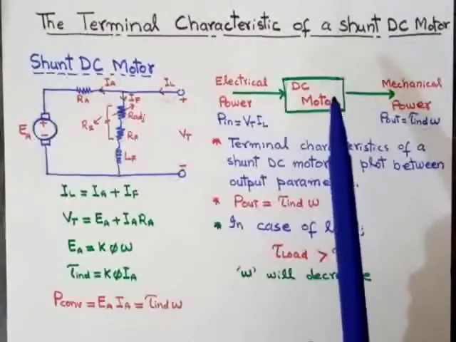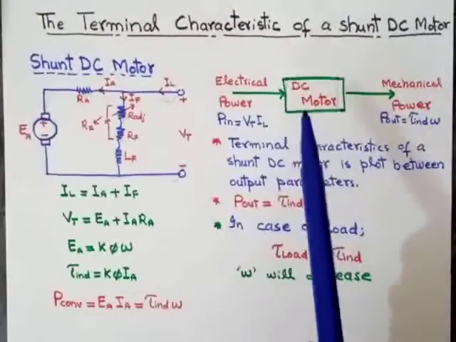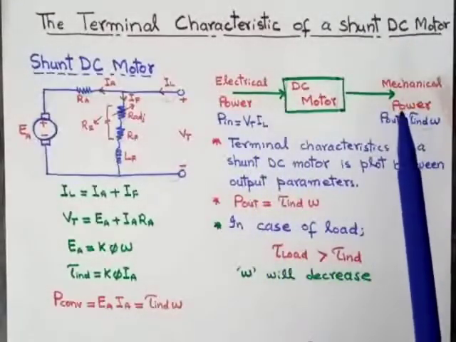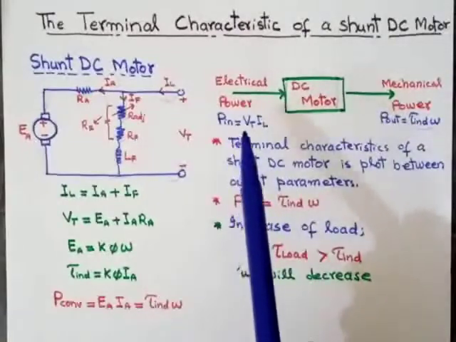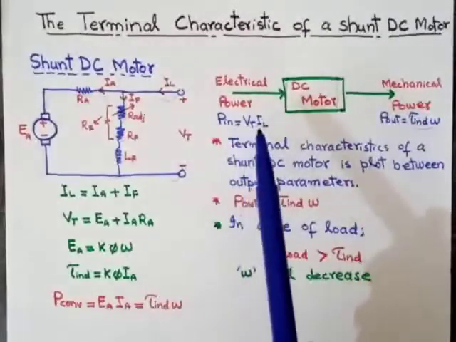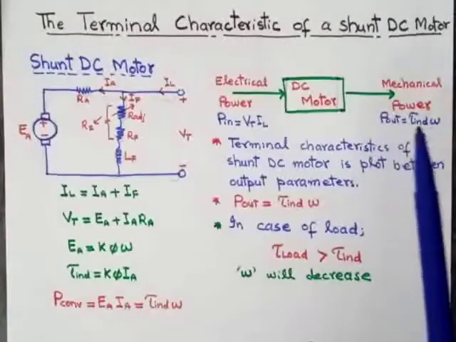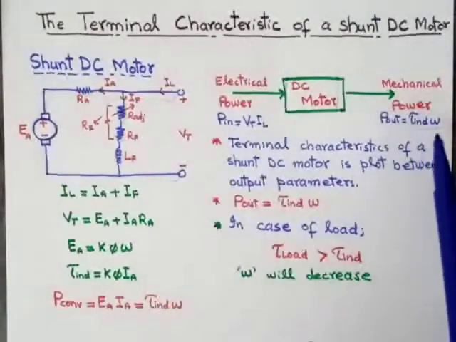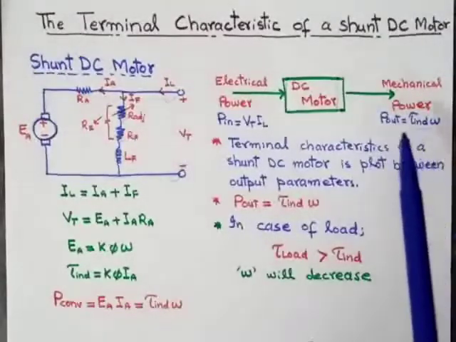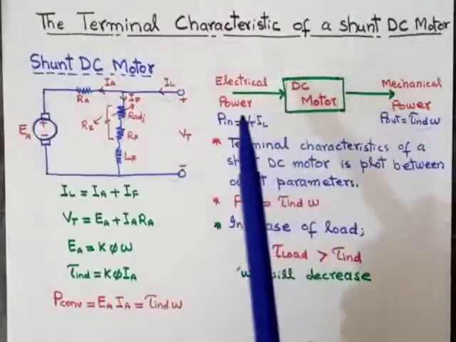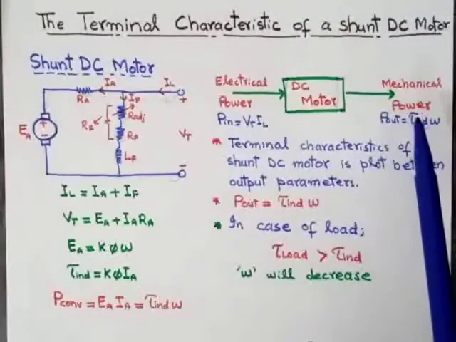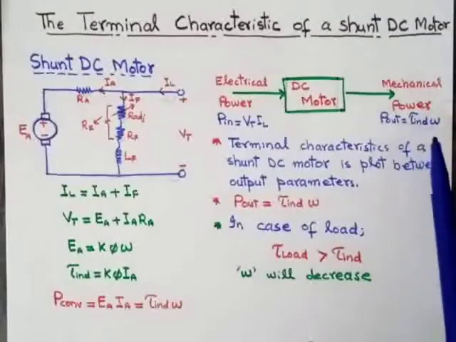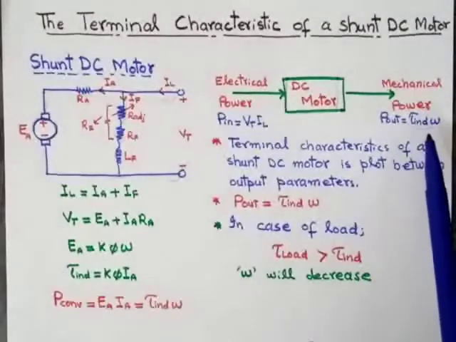As we know, DC motors convert electrical power into mechanical power. The formula of electrical input power is P in equal to V into I, and the formula of the output power, that is mechanical power, is P out equal to tau induced into omega. That is, the DC motor converts Vt into IL into tau induced into omega.